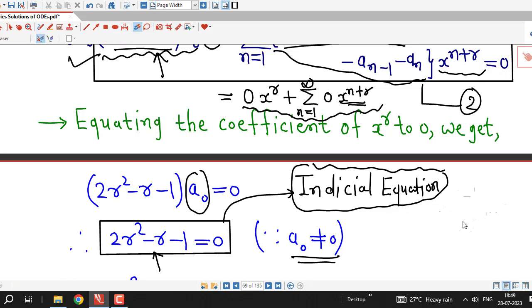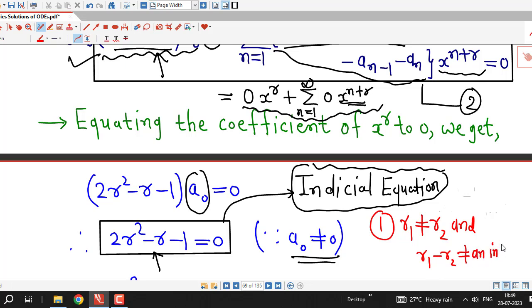Now this is a quadratic equation in r, so there are three possibilities. We can have two values of r that satisfy this equation. So one possibility is that r1 and r2 are distinct, and r1 minus r2 is not an integer. The value of the difference of r1 and r2 is not an integer.